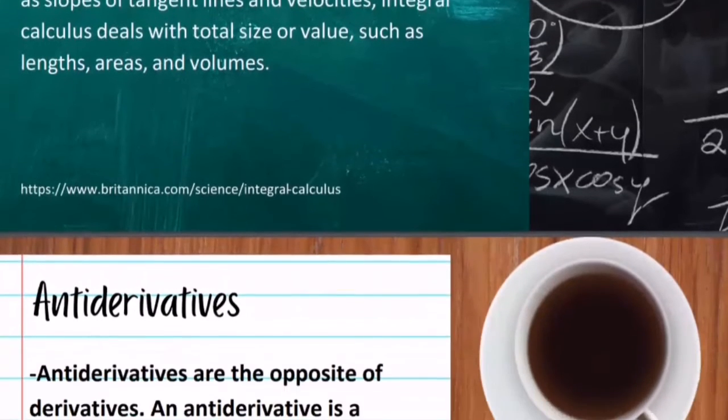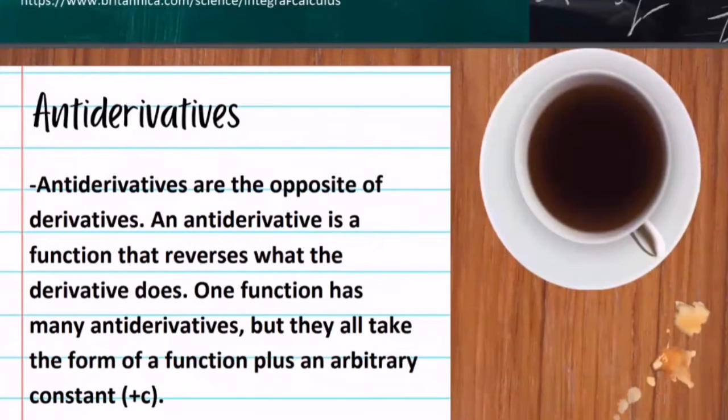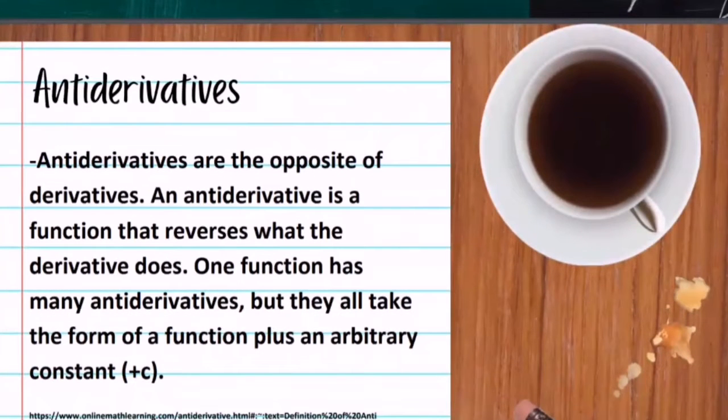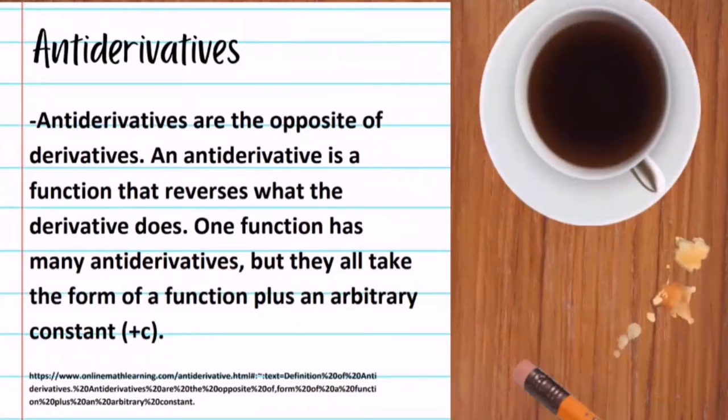On the next slide, we are going to learn about antiderivatives. So antiderivatives are the opposite of derivatives. An antiderivative is a function that reverses what the derivative does. One function has many antiderivatives, but they all take the form of a function plus an arbitrary constant. So no matter how many antiderivatives your function has, it would always result in a function plus an arbitrary constant.